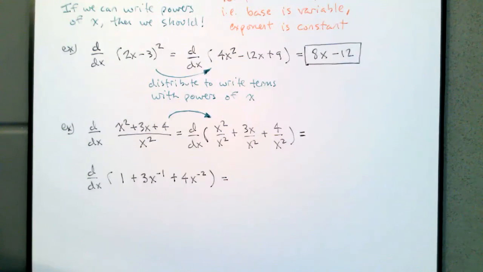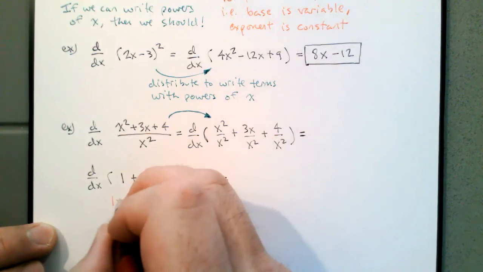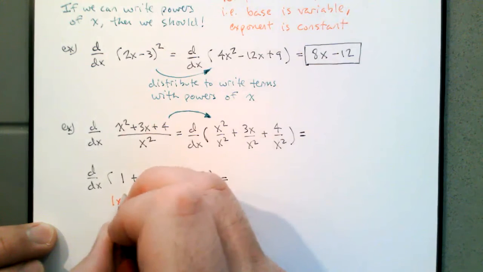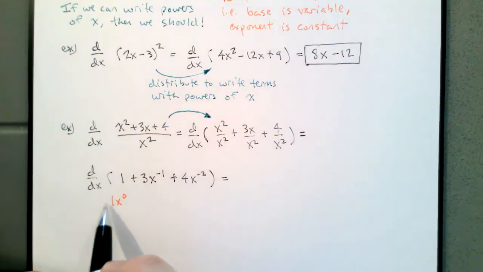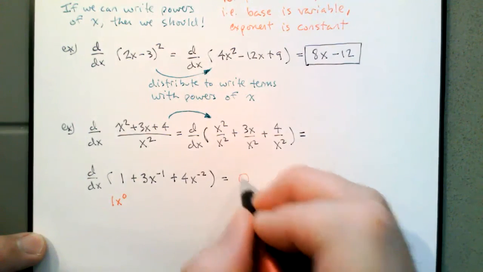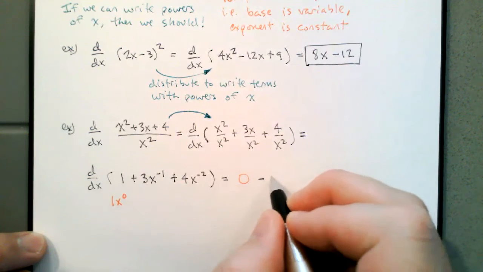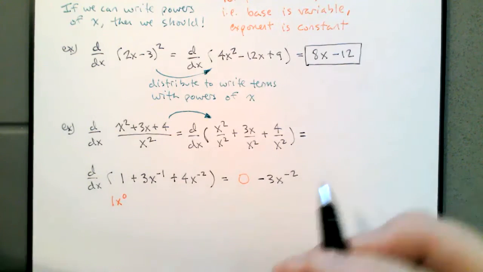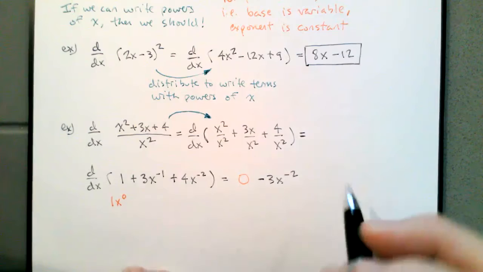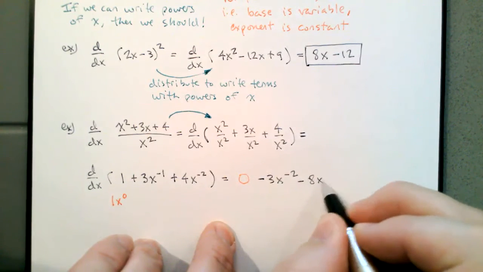Now we can use our favorite rule, nx to the n minus 1. The derivative of a constant is 0, because we're imagining that 1 looks like 1x to the 0 power. So if I multiply by the exponents, I get 0 times x to the 0 minus 1. So I end up with 0 from that 1. But the derivative of 3x to the negative 1 is negative 3x to the negative 2. And the derivative of 4x to the negative 2 is negative 8x to the negative 3.